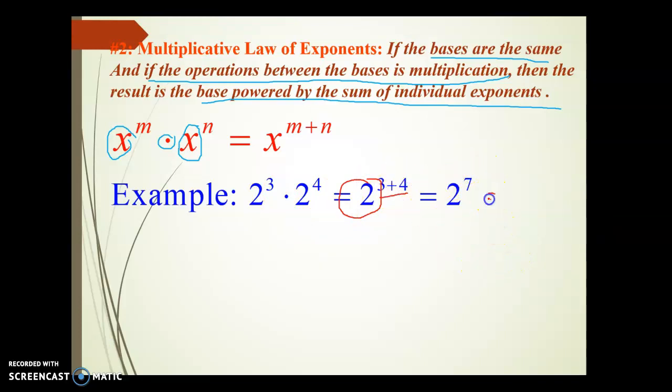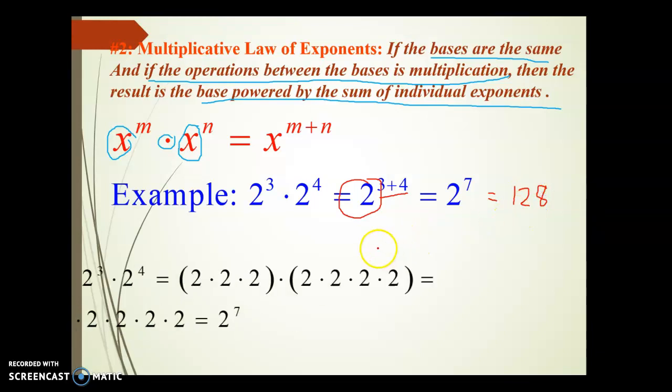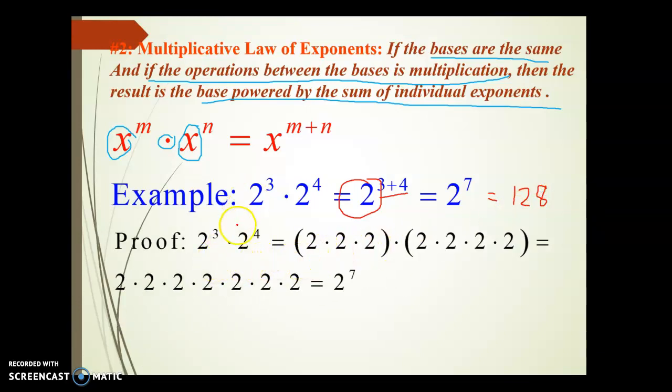But take note, this is not yet the final answer, since this one is the exponential form. Next, you need to express this into the number itself. Correct, it's 128. The proof of that is you're just going to count the number of 2's in this group and in this group here. There are 3 2's, so 1, 2, 3, and then 4 here: 4, 5, 6, 7. So there are 7 2's. So 2 to the power of 7.